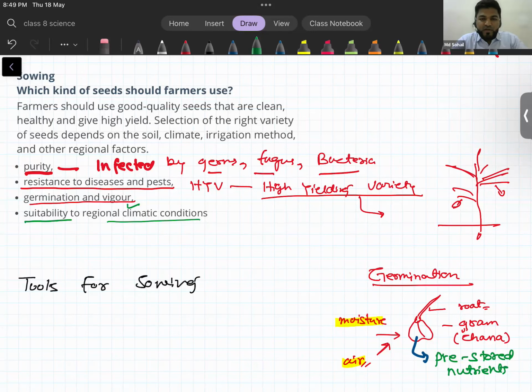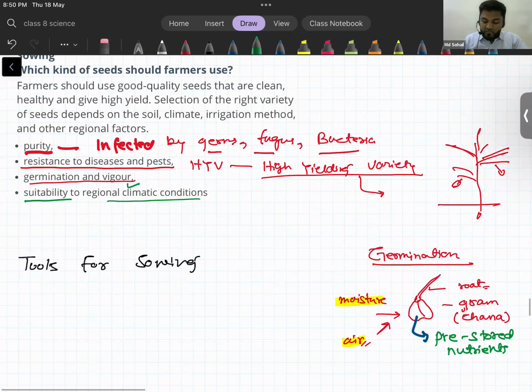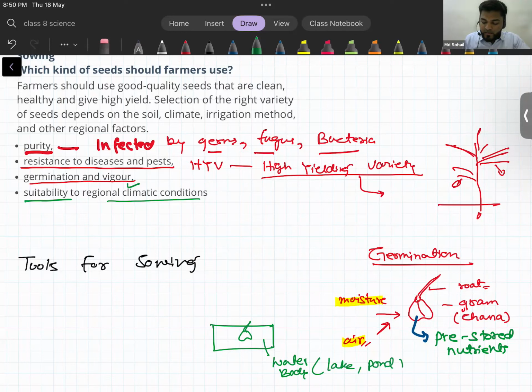Now if I were to plant the same seed into a water body, will that grow into a plant? The obvious answer is no. If you simply plant a seed into a water body, there are high chances that it is not going to germinate. The seed will simply rot. Let's say this is a water body, a lake or a pond. If I put this same chana into a lake or pond, it will start to rot after some time. Why? Because it needs a soil medium. It needs soil where it will germinate. It will not germinate in water. Right, Ahmed? So suitability to regional climatic conditions also plays a role here.